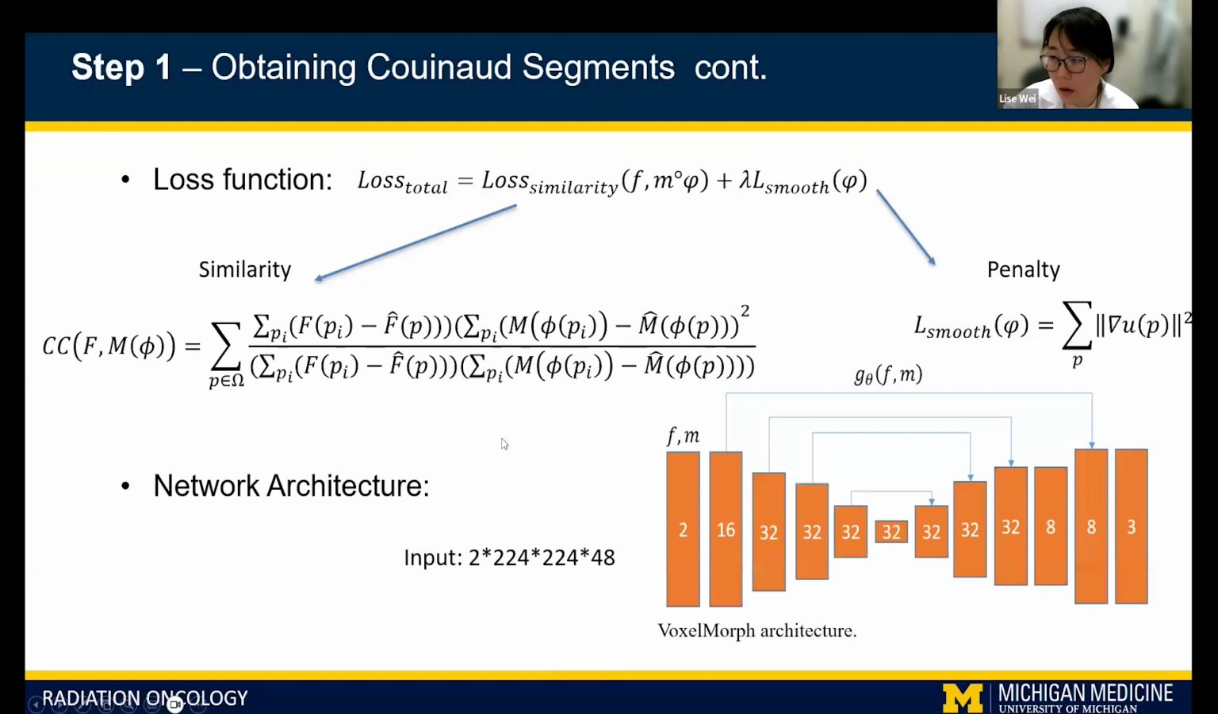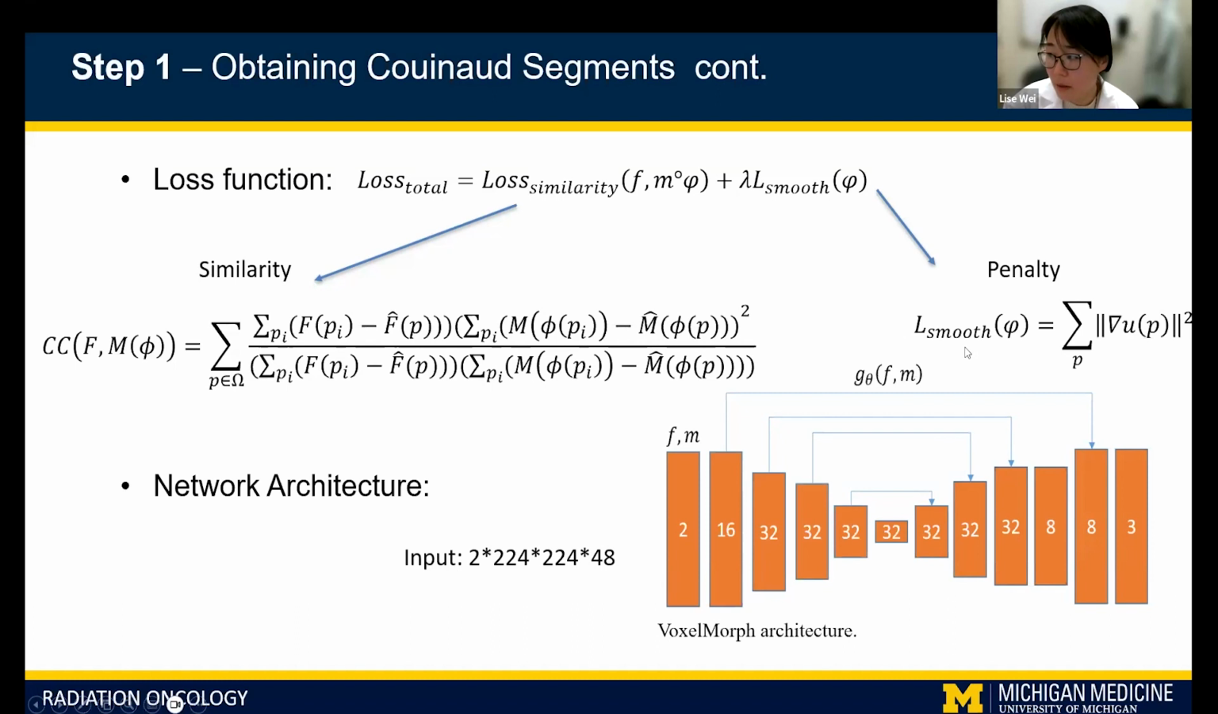This is some of the more mathematical part, the loss function. So there are 2 parts. One is a similarity loss to compare the moved image and the fixed image. And the other is a regularization or smoothing loss. The similarity uses cross correlation. This kind of metric is very good if the 2 images have very different intensity, or very different modality, like CT and MR.